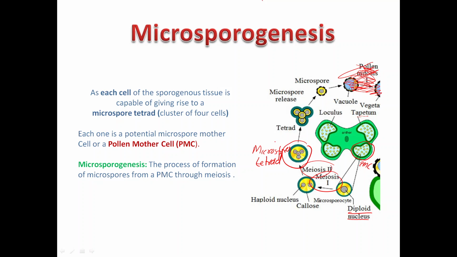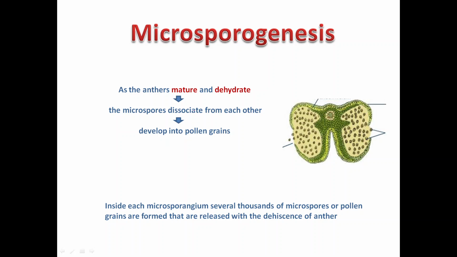And this microspore tetrad, they mature and form pollen. So it's called microsporogenesis. They mature, dehydrate, and dissociate from each other, and they develop into pollen grains, and they are released outside. This process is called dehiscence, the process of release of pollen grains.